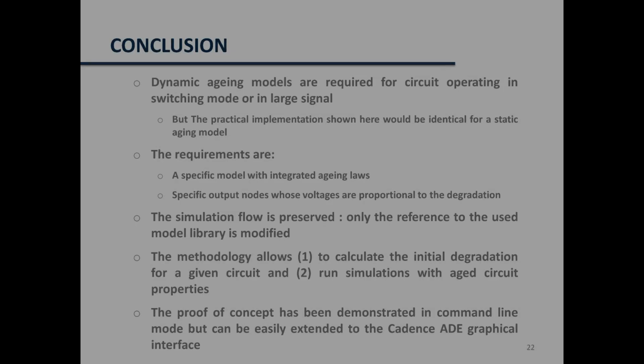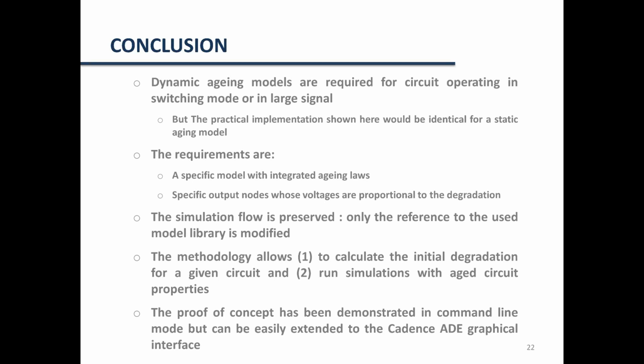So the conclusion is that dynamic aging models are required for circuits operating in switching mode or in large signal mode, but the practical implementation shown here would be identical for a static aging model. The requirements are: we need a specific model with integrated aging law, and we need specific output nodes whose voltages are proportional to the degradation. The simulation flow is preserved. We only change the reference to the used model library.